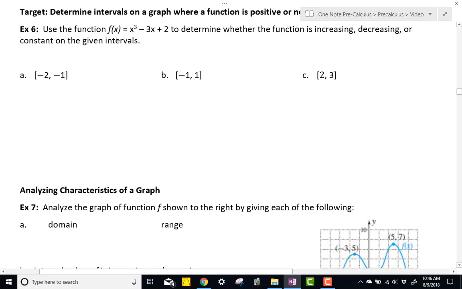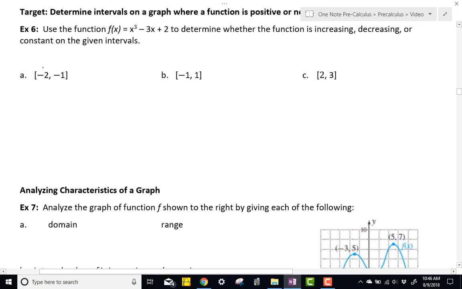It says, use the function f of x equals x cubed minus 3x plus 2 to determine whether the function is increasing, decreasing, or constant on the given intervals. Now, constant is kind of tough, but if we're just looking at the two values, -2 to -1, we don't care what's happening at -0.5. We just want to know if the function is going up or down from -2 to -1. Now, you could graph this and just look at it, or you can just find the values.